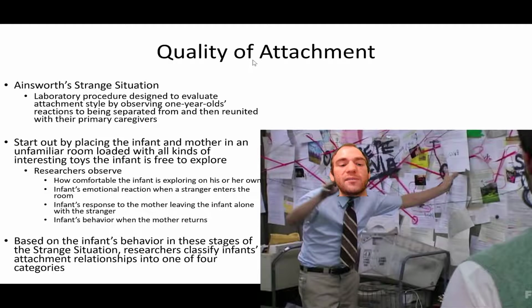Based on the infant's behavior in these stages of the Strange Situation, researchers classify infants' attachment relationships into one of 4 categories. So this is a classic study. Basically you put, as I stated, a parent or a caregiver in a room that they're unfamiliar with, with a bunch of toys.